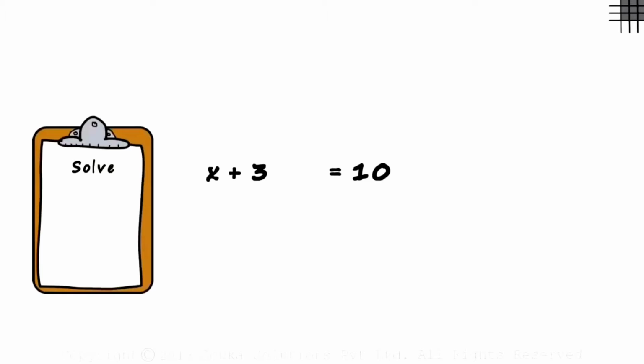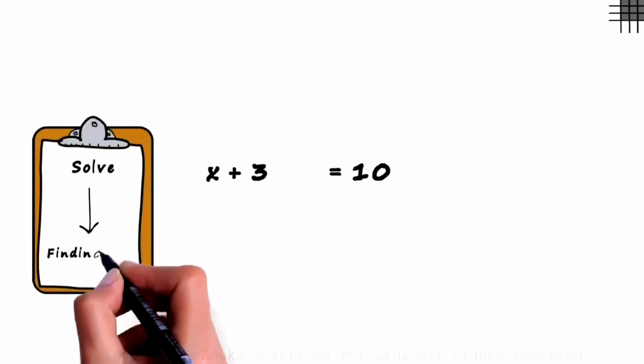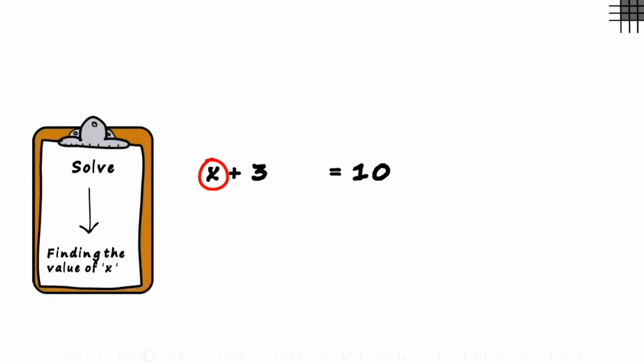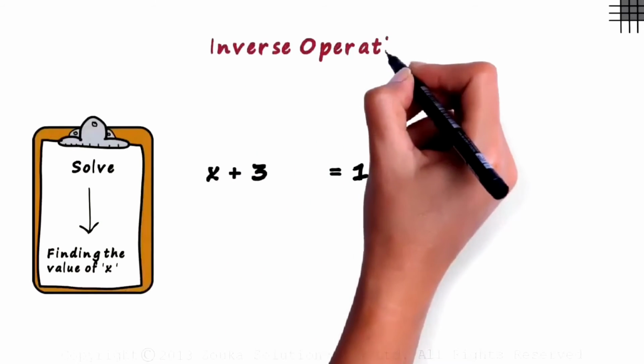The phrase solving an equation means finding the value of the variable that satisfies the equation. By satisfies, I mean a value of the variable that equates the left-hand side and the right-hand side. So our aim in linear equations is mainly to find the value of this variable x. The first method is the inverse operations method.